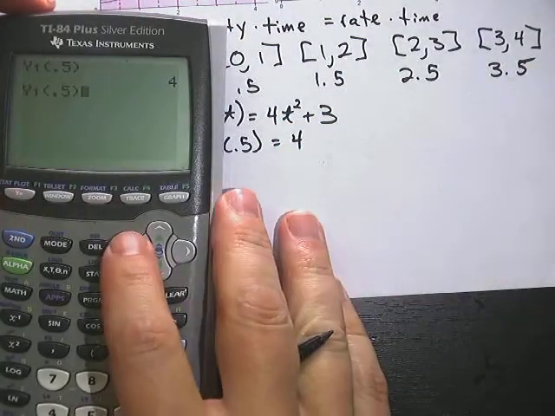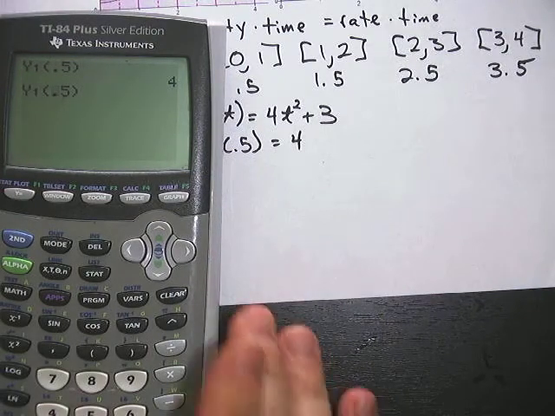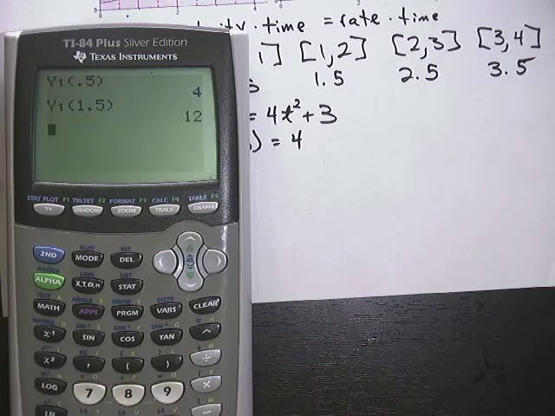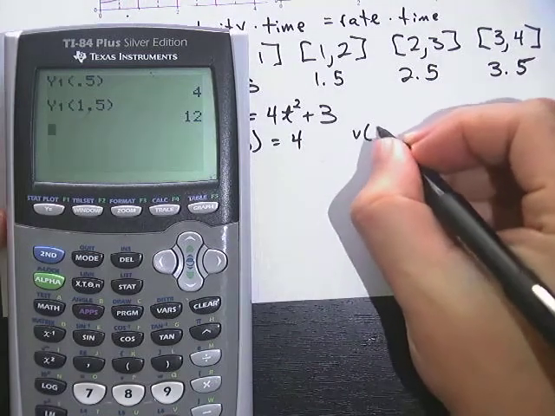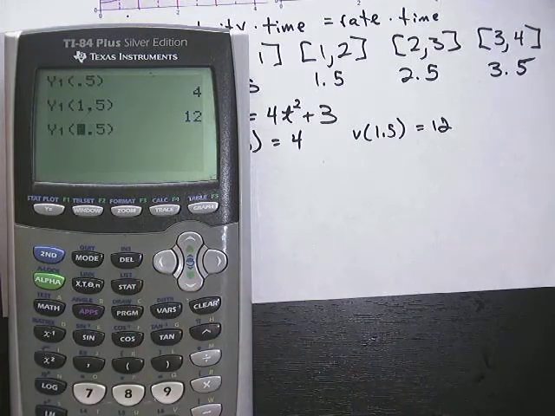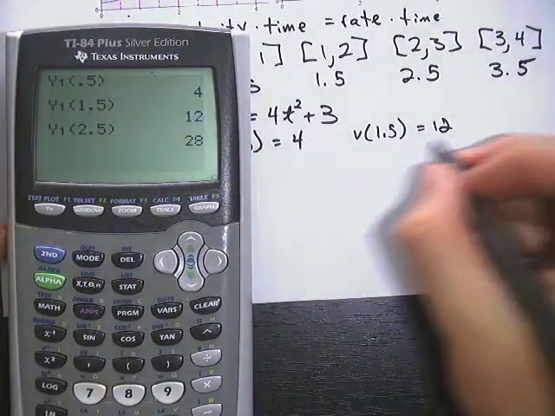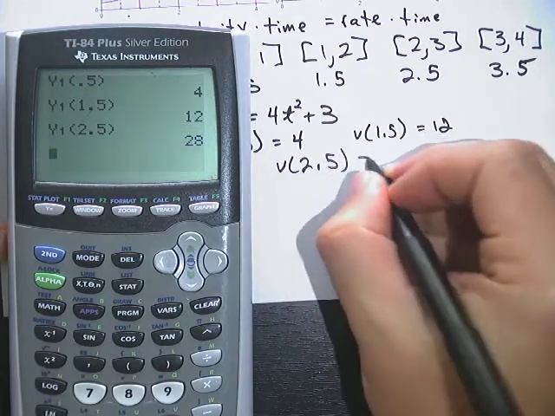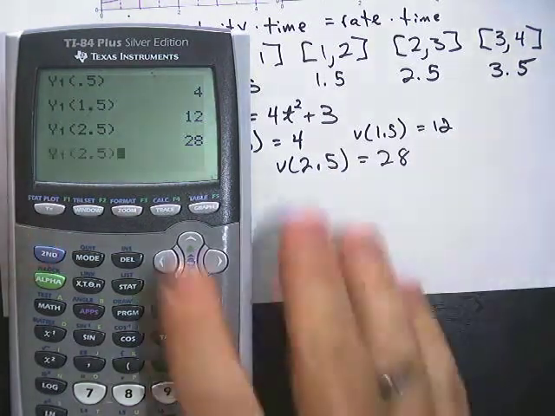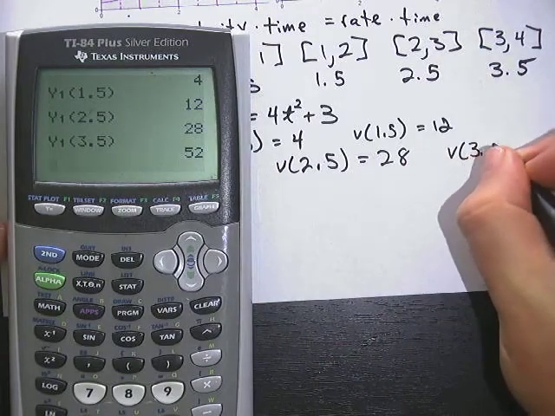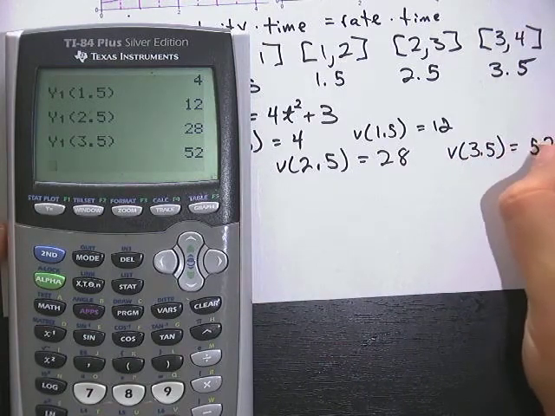You can do that again by hitting second enter. It just pops up what you just typed in. Change this to 1.5, close parentheses. So v of 1.5 is equal to 12. Second enter, change it to 2.5. v of 2.5 is equal to 28. And finally, for 3.5, v of 3.5 is equal to 52.